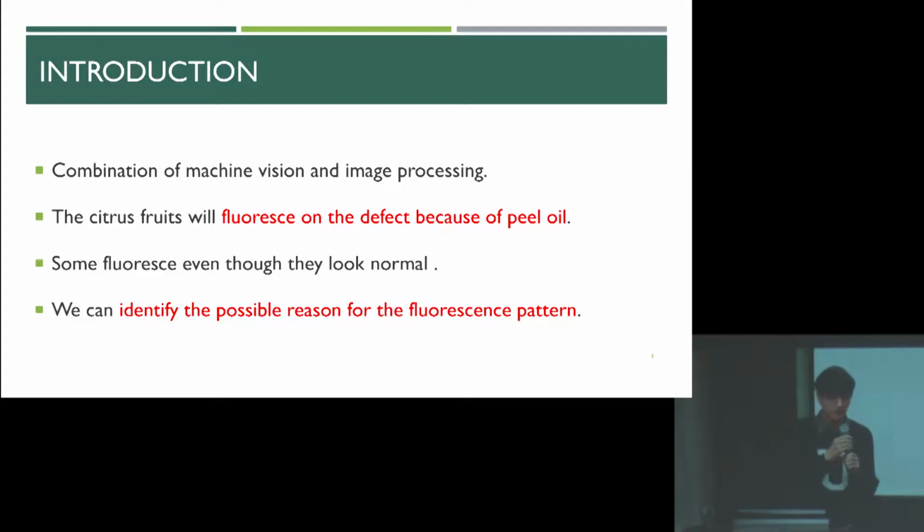So this experiment is a combination of machine vision and image processing. The reason we want to use the fluorescence is because the citrus will fluoresce on the defective area, since the peel oil spreads from the defective area. Even though some fruits look very normal, we want to identify the possible reason for the fluorescence.